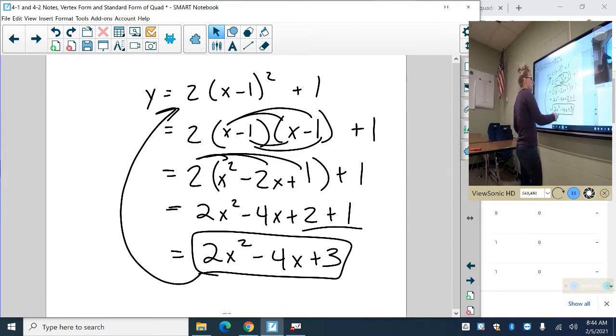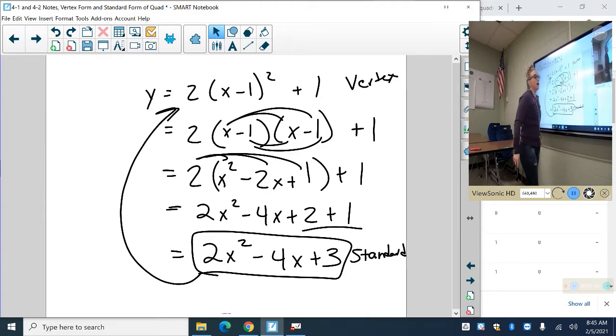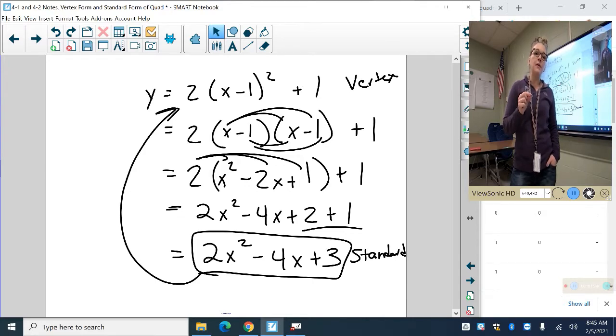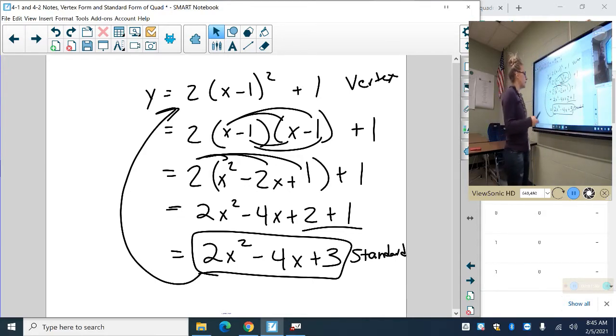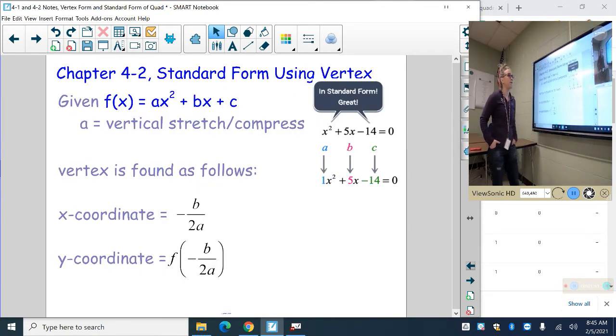This is written, we call this standard form, which we have not talked about yet. And this is called vertex form, which we have. And they stand for the same thing, they're just written differently. If I were to go to Desmos and graph this and graph this, they would be the exact same graph, written differently.